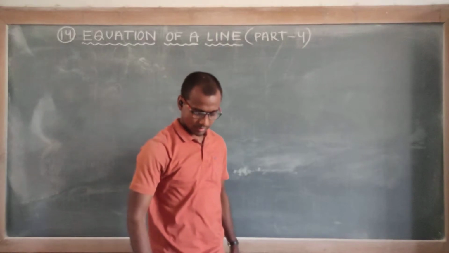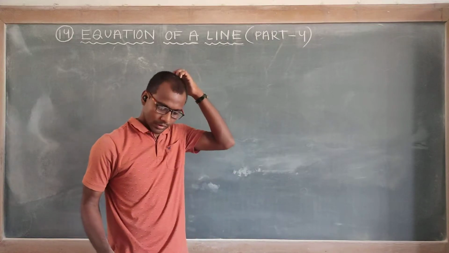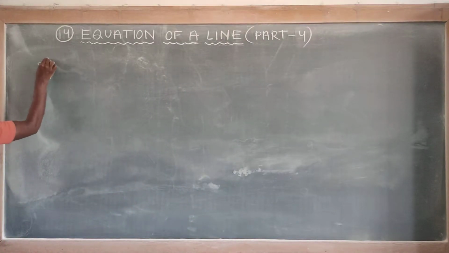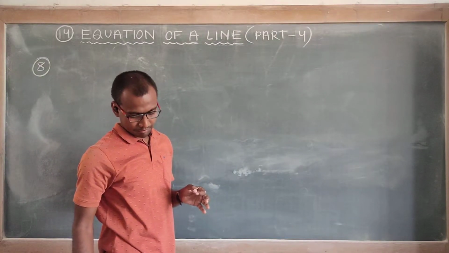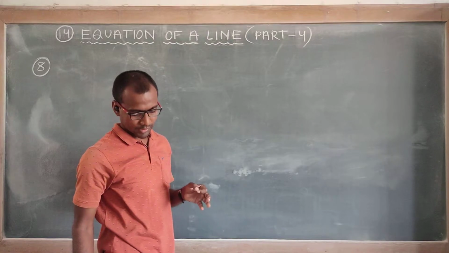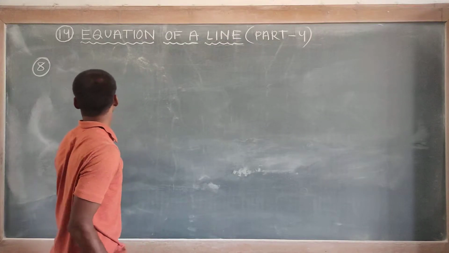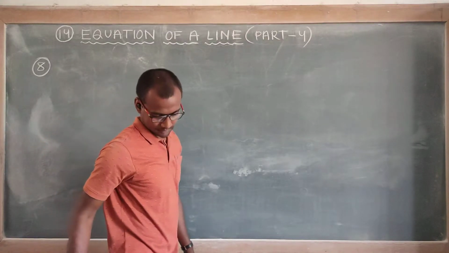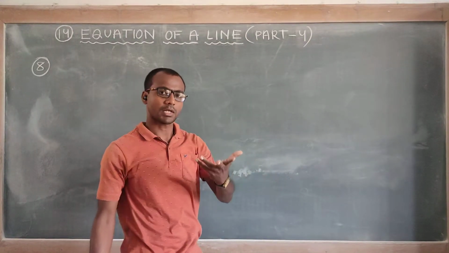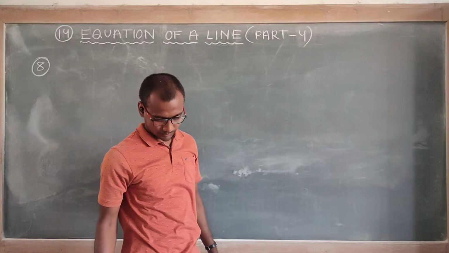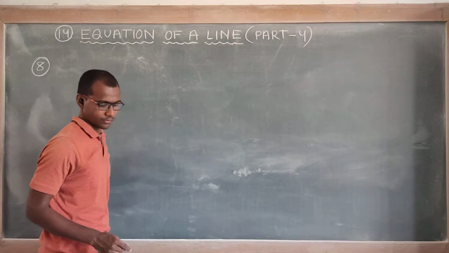Now move to question number 8. A line through origin meets the line x equals 3y plus 2 at right angles at point X. Find the coordinates of X. A line through origin. Now whether the line is moving up or moving down, nothing is given. So let us write the first equation, the line which is given to us.